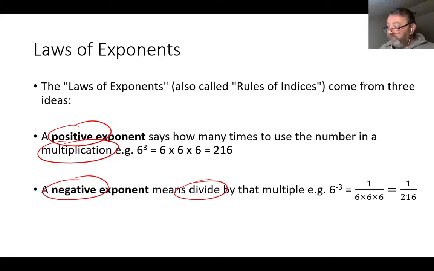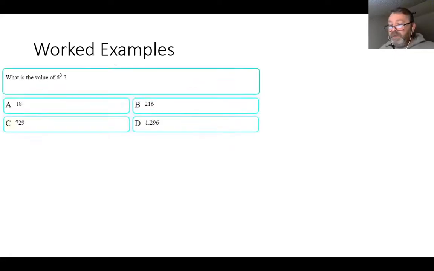So let's just take a look at a few of these. What's the value of 6 to the 3? Now, 6 to the 3, what does it mean? The power tells me how many times 6 is multiplied by itself. So that means 6 by 6 by 6. And 6 by 6 is 36, times 6 again is 216. You can do it on your calculator, it's quite easy.